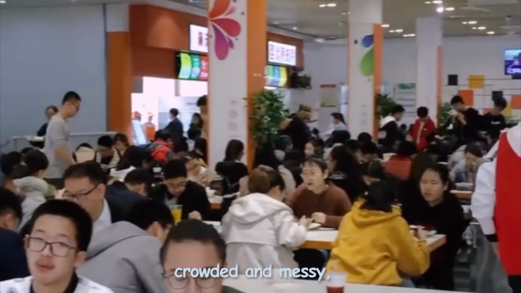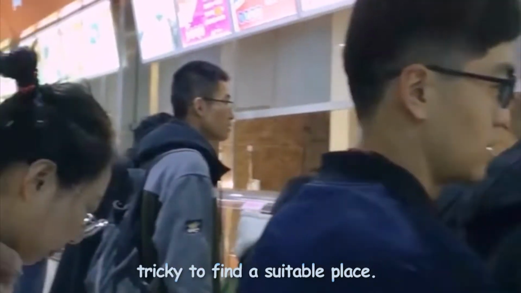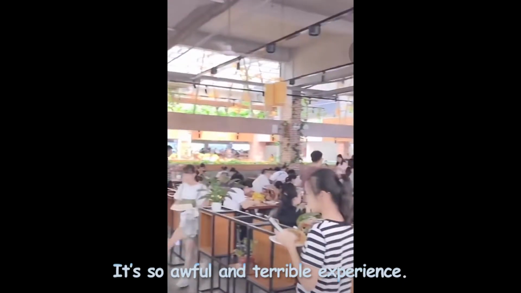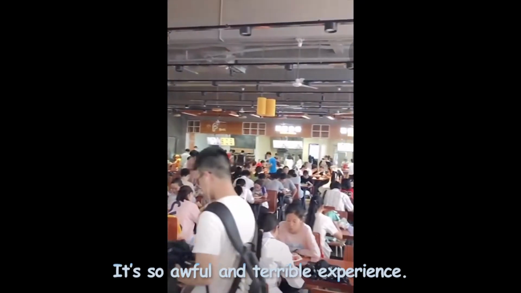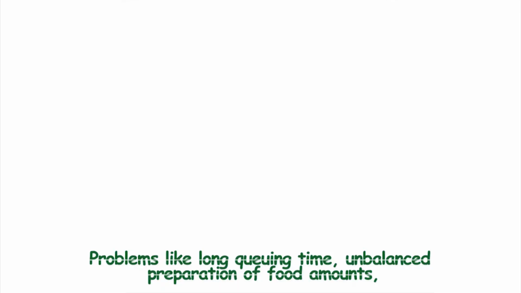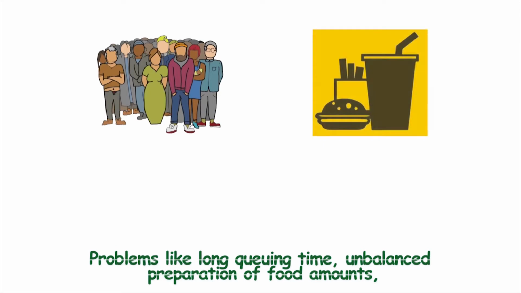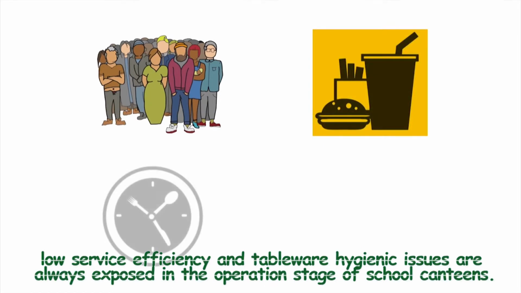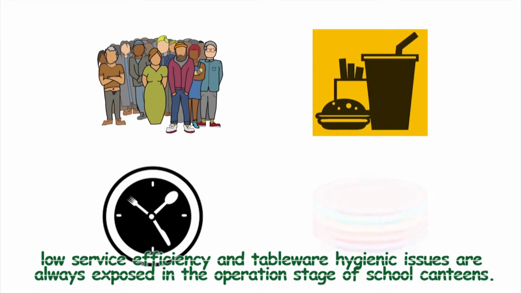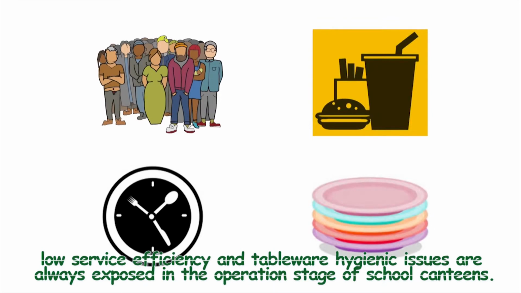However, the reality is crowded and messy, tricky to find a suitable place. It's such an awful and terrible experience. Problems like long queuing time, unbalanced preparation of food amount, low service efficiency, and tableware hygiene issues are always exposed in the operation stage of school canteens.